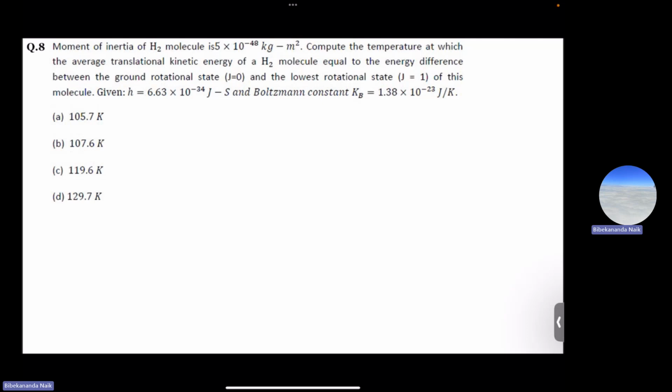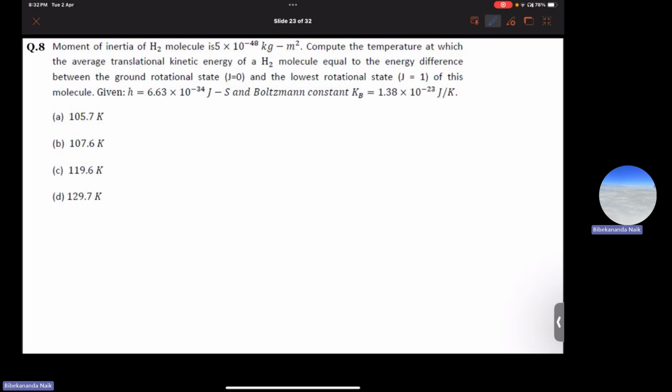The value of h is given 6.63 into 10 to the minus 34 joule into second, and the Boltzmann's constant is also given because we need to find the translational kinetic energy. Where the value of k will be used, I will be discussing in the upcoming time. The value of constant k is 1.38 into 10 to the minus 23 joule per Kelvin. Now the options are option A 105.7 Kelvin, 107.6 Kelvin, 119.6 Kelvin, and 129.7 Kelvin. So these are the four options. I will give you a few minutes to try this question, then I will discuss.